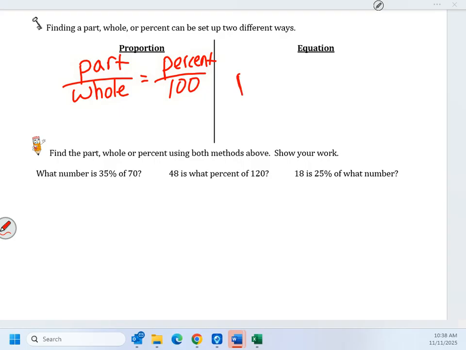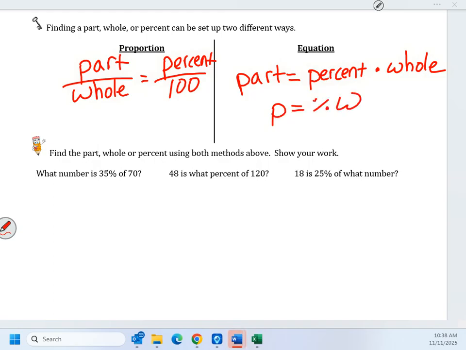Our equation is the part equals percent times the whole. So I use P equals percent W, because we know that percent right next to the W means we're multiplying. Okay, P is part, percent is the percent sign, W is the whole.